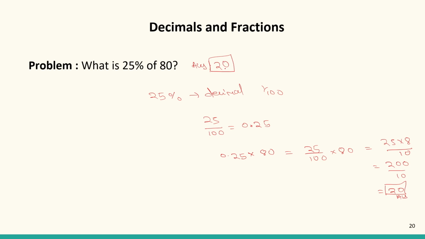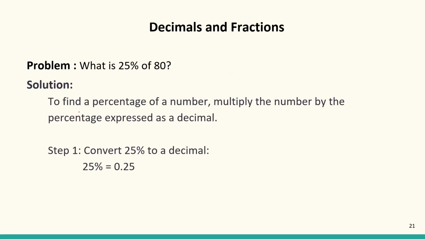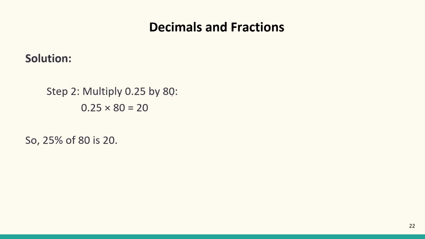Okay, let's see. So to find a percentage of a number, multiply the number by the percentage. Okay, so convert the 25% to a decimal, that is 25% is equal to 0.25, and then multiply it by 80. Okay, so what we got was 20. So we got the correct answer.